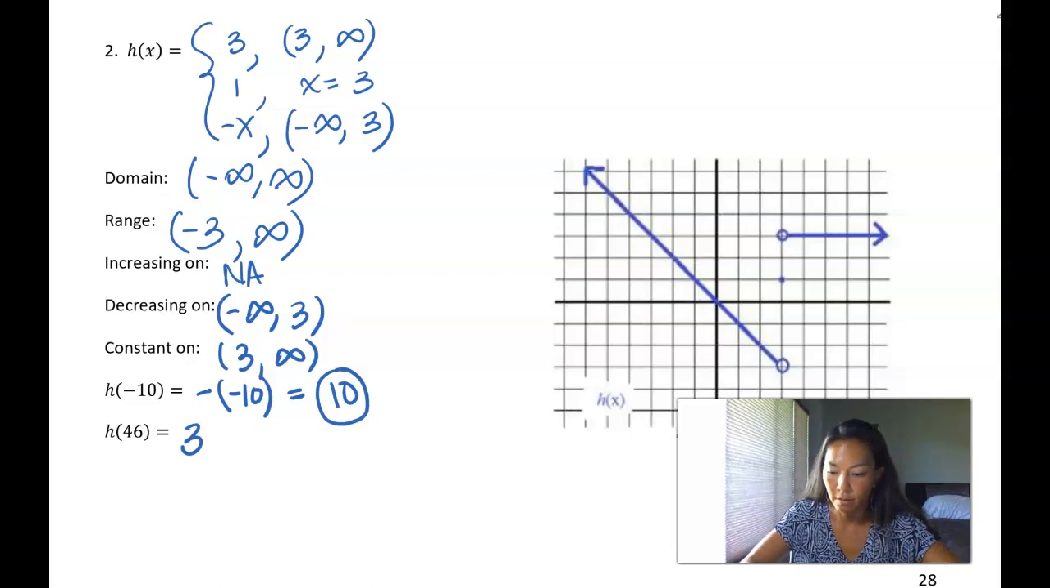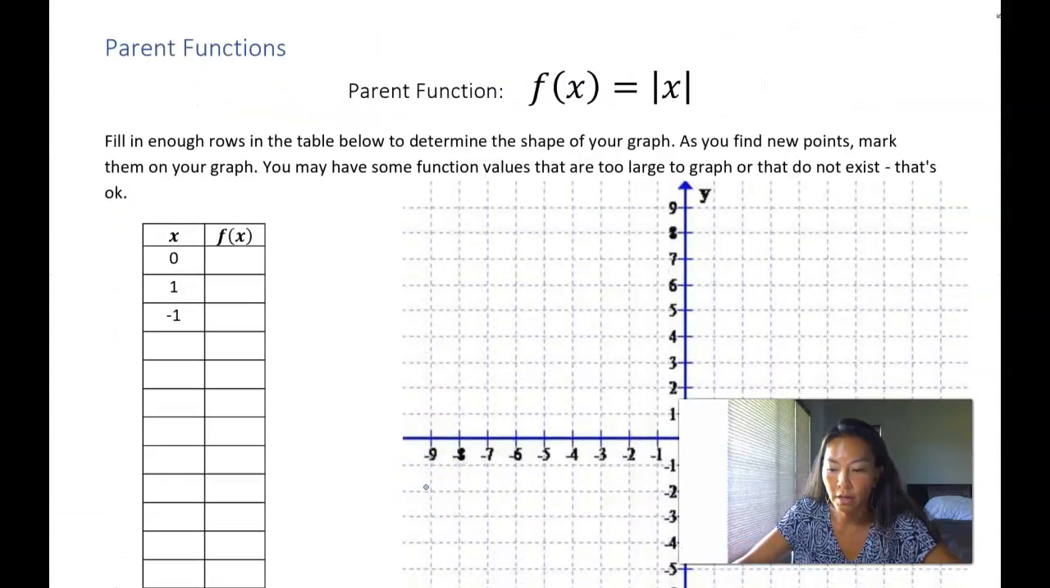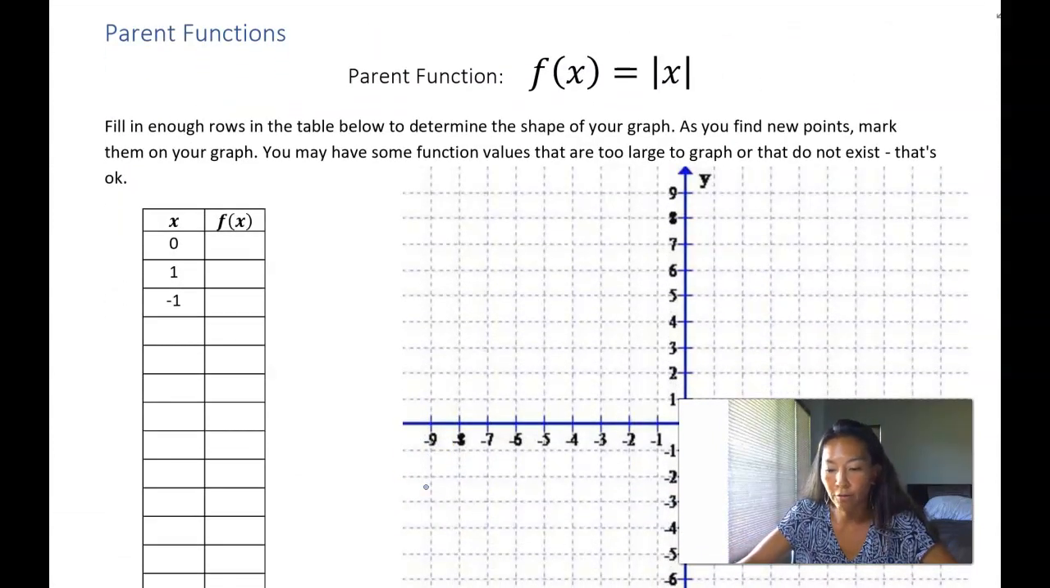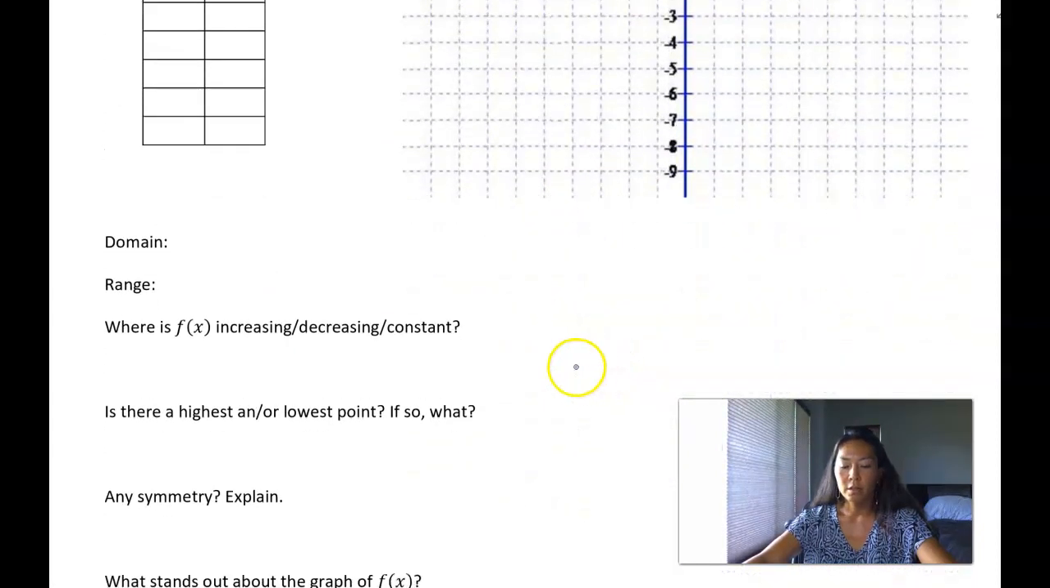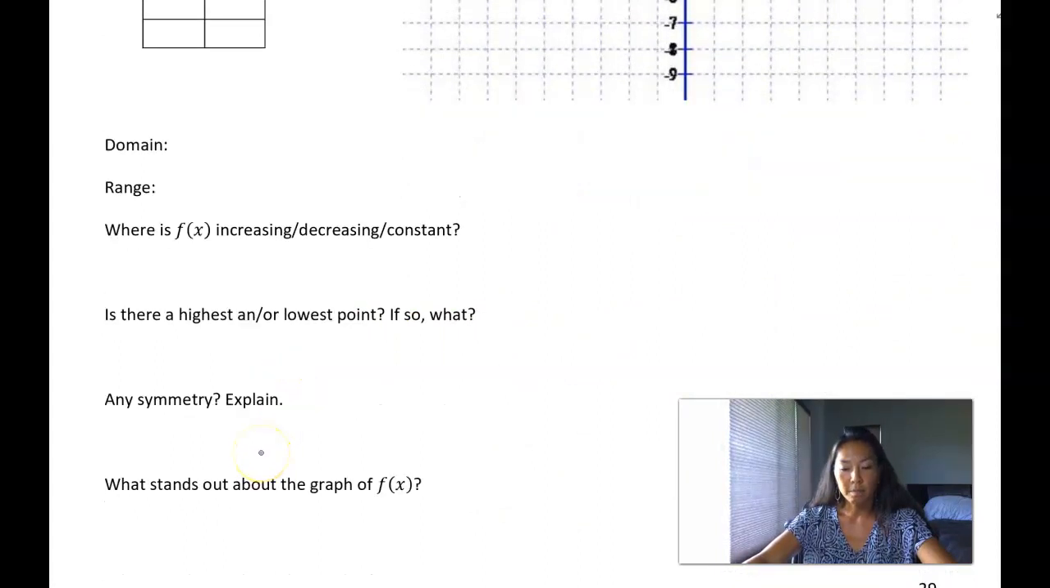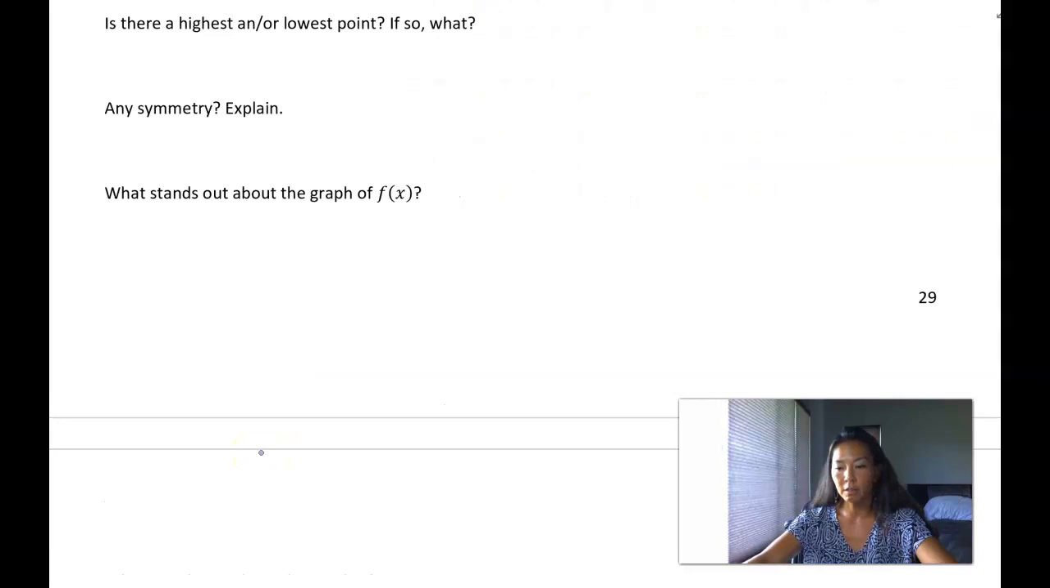All right. So we just finished the notes on 2.1. What I want you to do now is to graph these following functions. So we have parent functions. This one is the absolute value of x. Use the table on the left to determine outputs for inputs. Pick nice ones. So I've started you on some nice ones with 0, 1, and negative 1. Plot it on the graph. Determine its domain and range, where it's increasing, decreasing, and constant. Okay, symmetry, and what stands out about the graph.